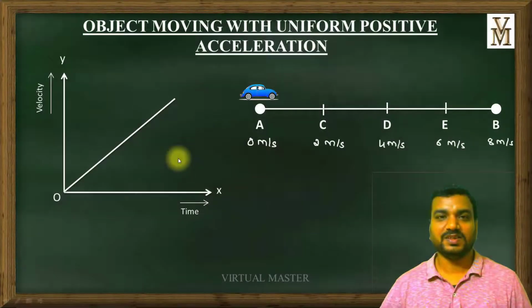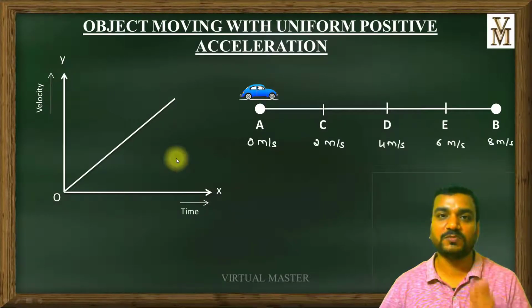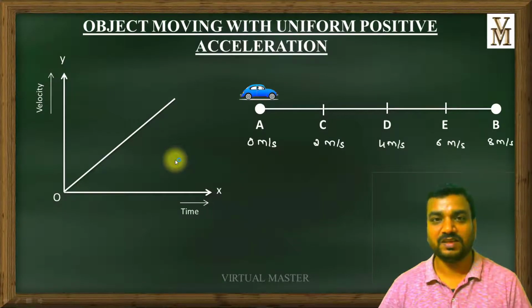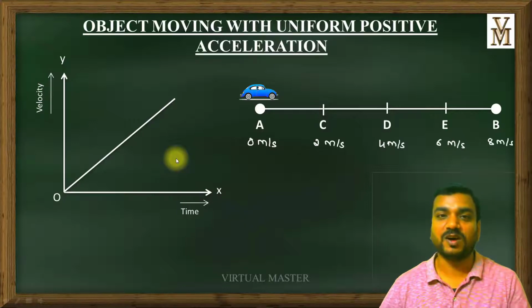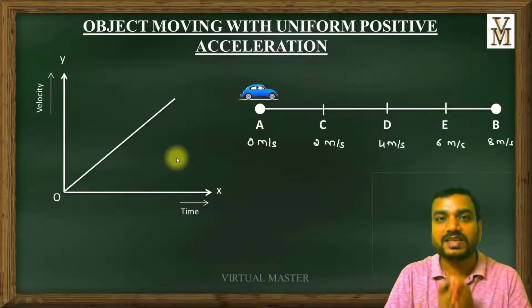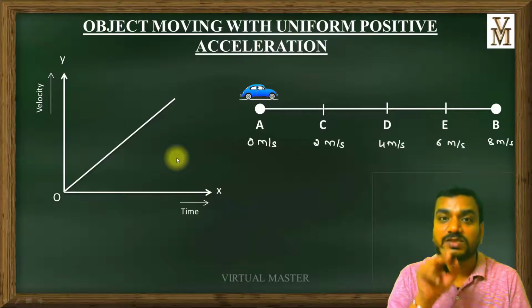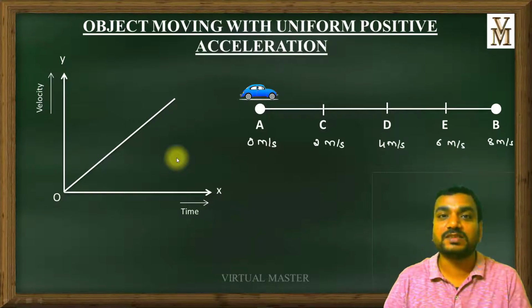Okay, now let us discuss the velocity time graph of the object moving with uniform positive acceleration. Now the question arises: when is the object going to have uniform positive acceleration? Suppose the object is moving with increasing velocity and the velocity is increasing at a constant rate, then we can say that the object is having uniform positive acceleration. To understand this better, let us take one example.